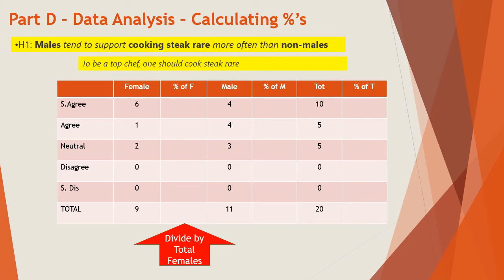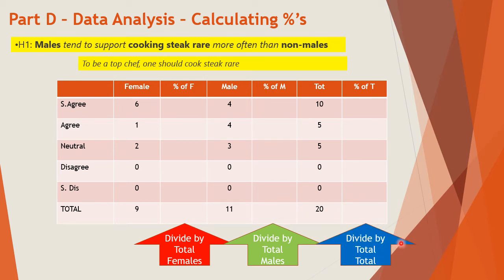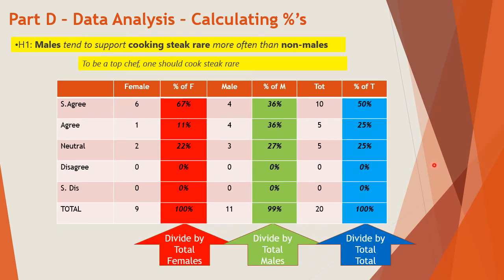For the percentages of females, we're going to divide by 9, or the total number of females. For males, we're going to divide by 11, or the total number of males. Whatever's the total in that column, that's what we're going to divide by for the percentage in the column. And then, of course, at the end, we're going to divide by the total number of people that responded to the survey. And we get these numbers. So, for example, 6 divided by 9 is 66%. It's 0.666, which rounds to 67%. 1 divided by 9 is 0.11, or 11%.